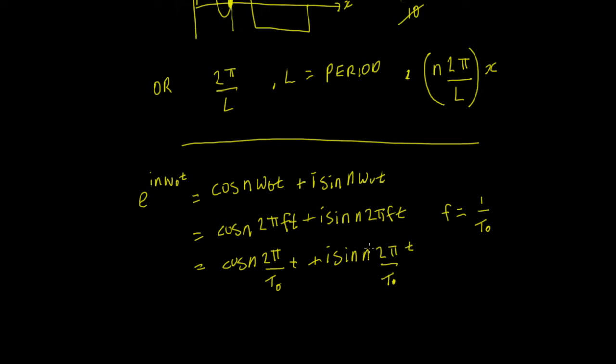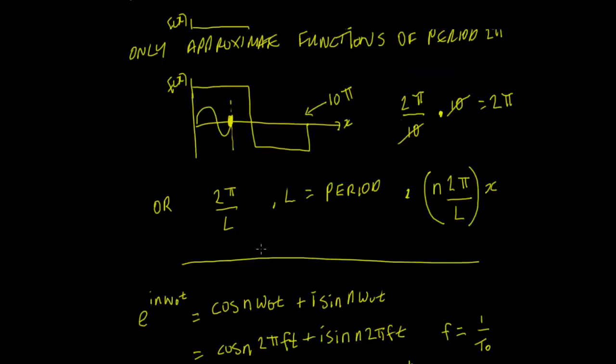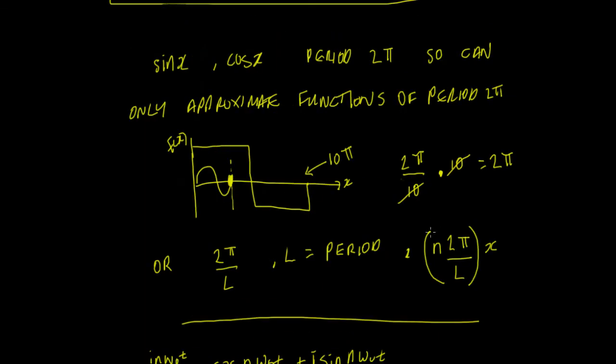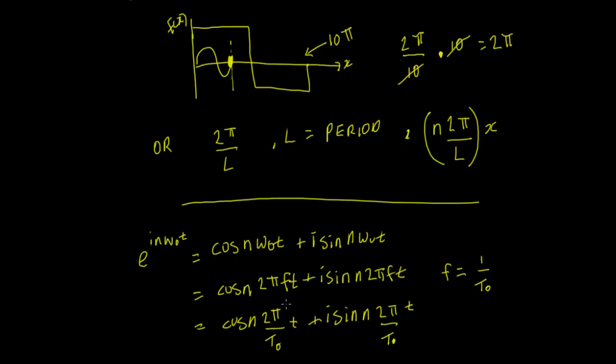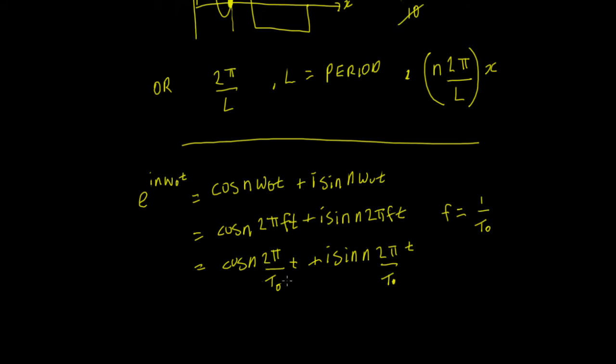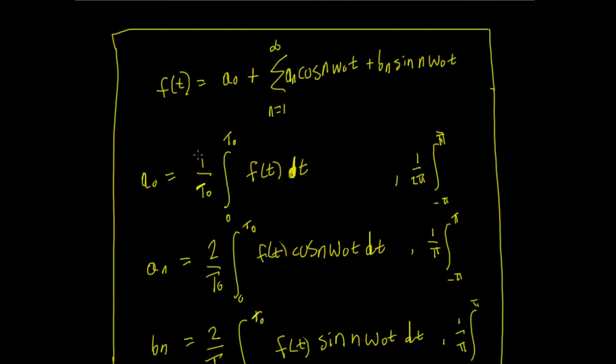Again, the reason for doing that is that this 2 pi upon t naught is a scaling factor. So it's exactly the same as what we've got here, but we're just writing it in terms of our period t naught, in terms of electrical engineering or signal processing. So L there is just the t naught there. Just finishing off, I've written out the Fourier series in terms of these new values.